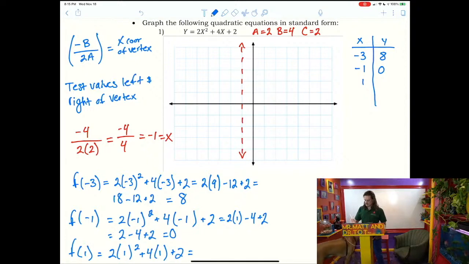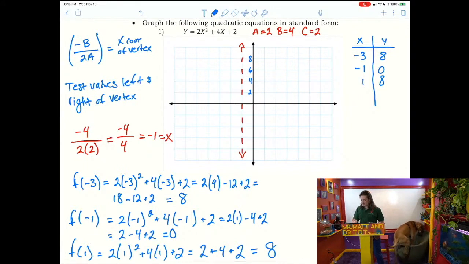So I'm going to just count by 2's here on the y-axis. So when x is equal to negative 3, y is equal to 8. And I'm counting by 1's on the x-axis, just to be clear. When x is negative 1, y is 0. And when x is positive 1, y is positive 8.